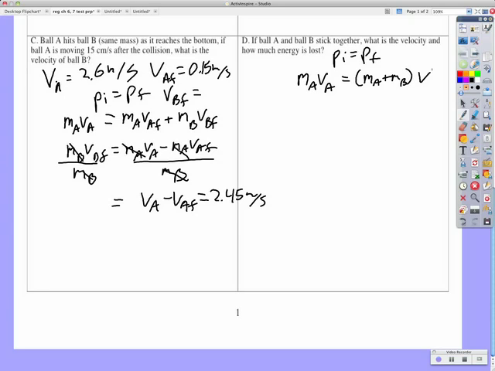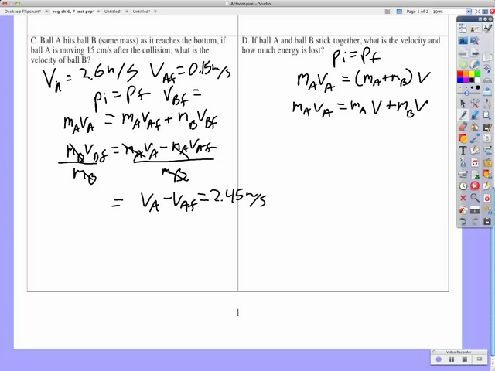I could write it like this: MAVA equals MA times V plus MB times V. Do you see that those two are the same thing? Because if they're stuck together, V has to be the same. So that's just for declarative purposes.